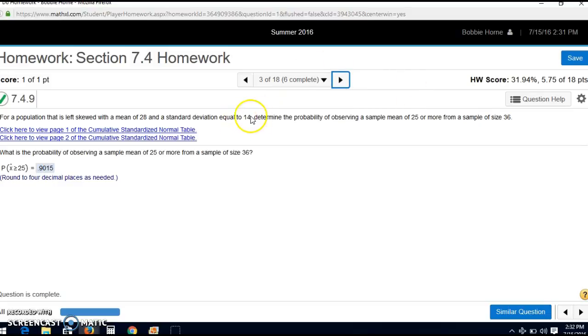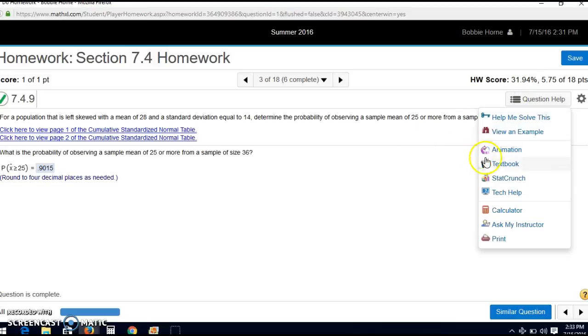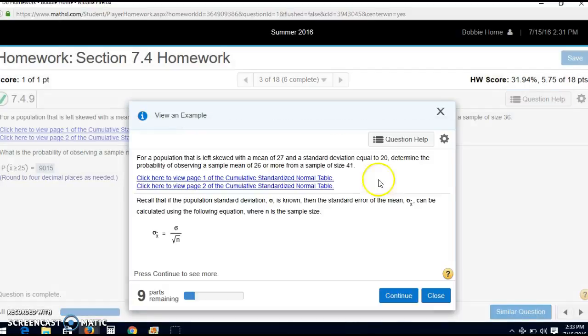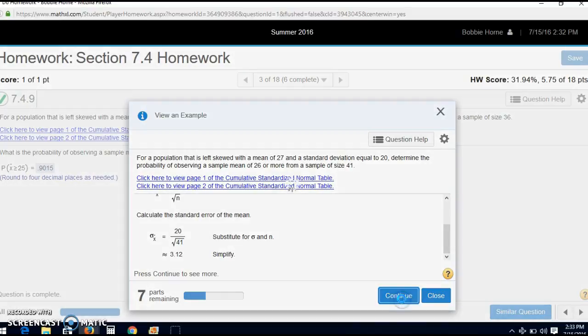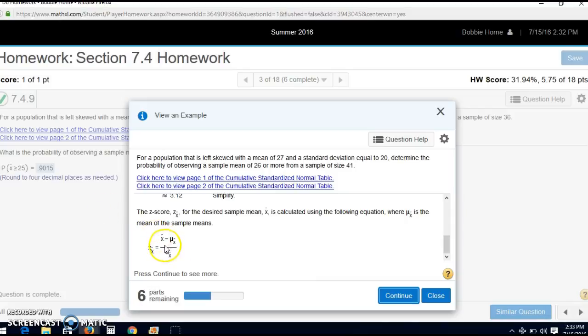So you're going to take 14, find your standard error of the mean, 14 divided by the square root of 36. Well, the square root of 36 is 6. 14 divided by 6 is approximately 2.33. That is your standard error of the mean. Now, to get to the table, we can't just stop there. We have to keep going. That's your first formula. Remember, the second formula to get your z-value is your sample mean minus your population mean divided by standard error. We just calculated the standard error and it was 2.33.